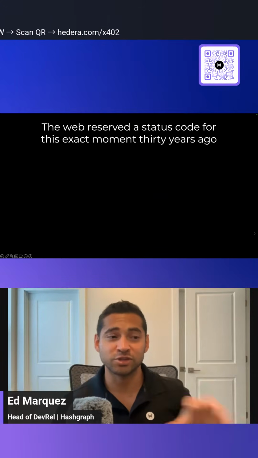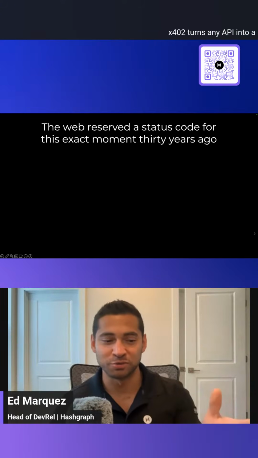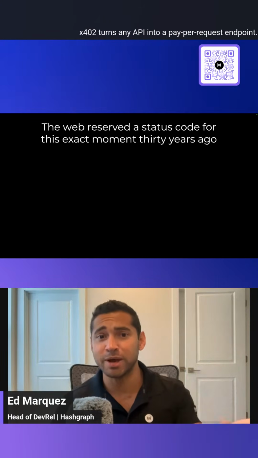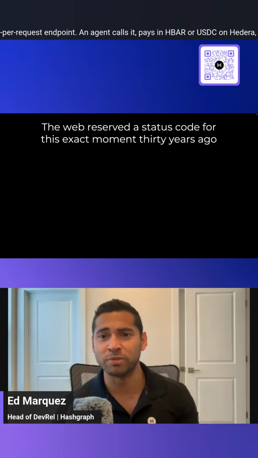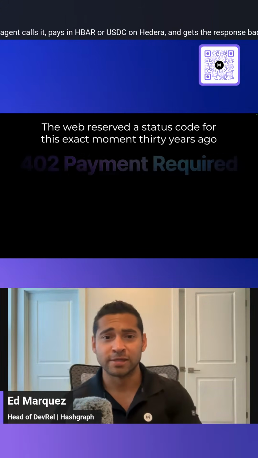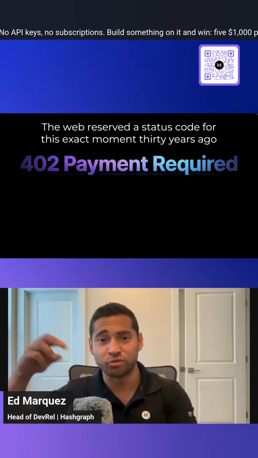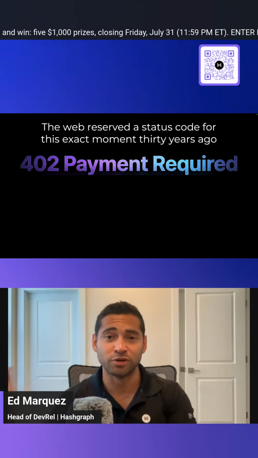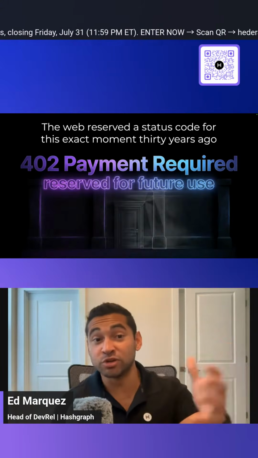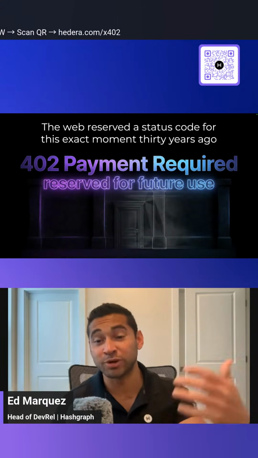And the interesting part is that the web saw this coming about 30 years ago, because in the HTTP spec, right next to that 404 code that we see every day on a broken website, there's also a status code that has never been used up until recently, right? And that's 402, payment required. The people that wrote the standard back in the day added a few words next to it that said reserved for future use. And so they left that door open for the web to accept payments.